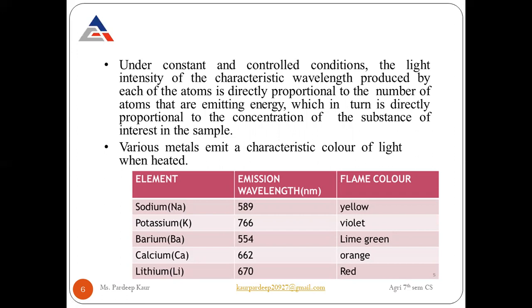When potassium is heated at 766 nanometer emission wavelength, it produces violet flame color. After that, when barium is heated at 552 nanometer wavelength, it produces light which has lime green color. Same as calcium and lithium, when they are heated at 662 nanometer and 672 nanometer respectively, they produce colored light that is orange and red in color.